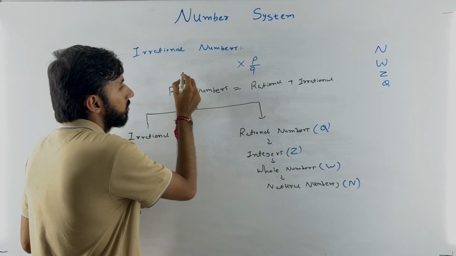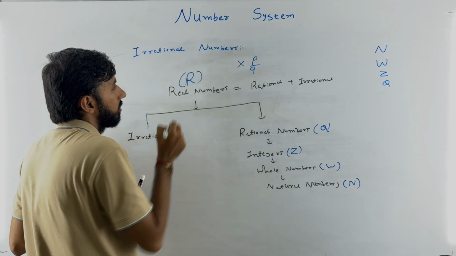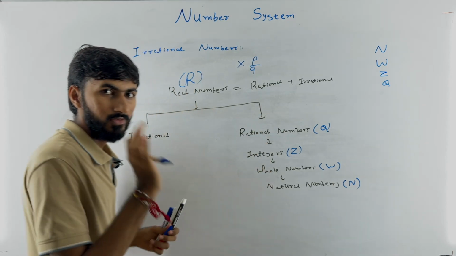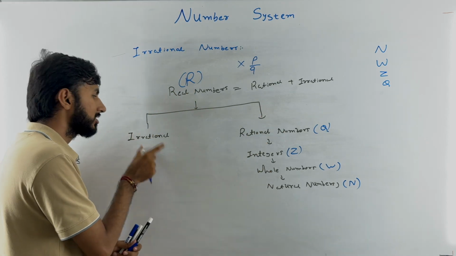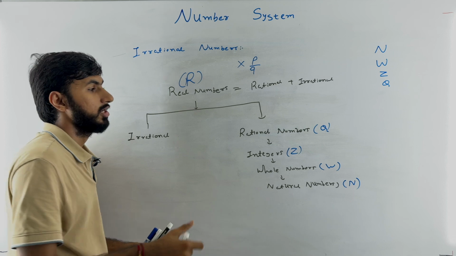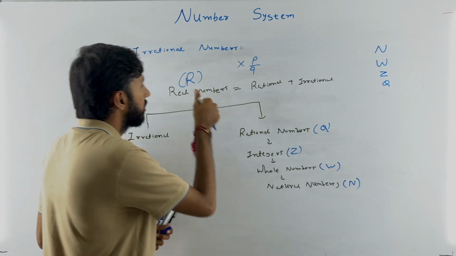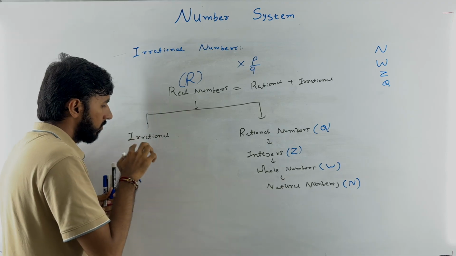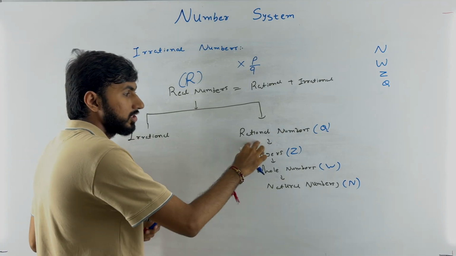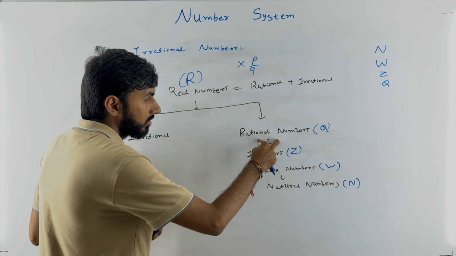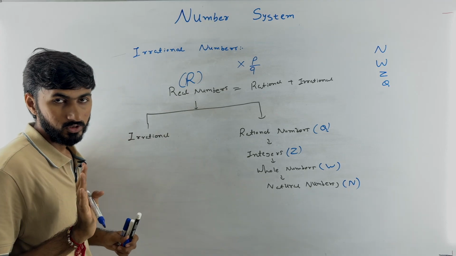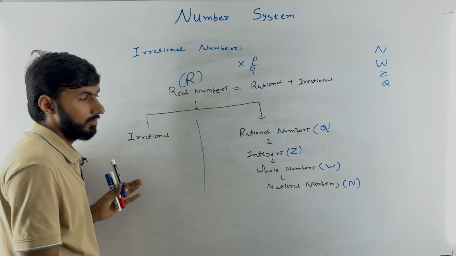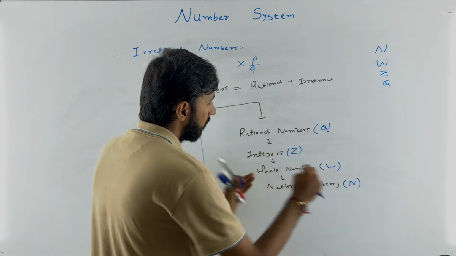Now for the real number, the notation is capital R. Real number is the big brother of all these numbers. If I ask you whether all the irrational numbers are real numbers, it is right. If I ask you whether all the rational numbers are real numbers, it is right. But if I ask you whether any irrational number can be rational, or vice versa, any rational number can be irrational, that will be false, right? Irrational and rational numbers are both completely different things.